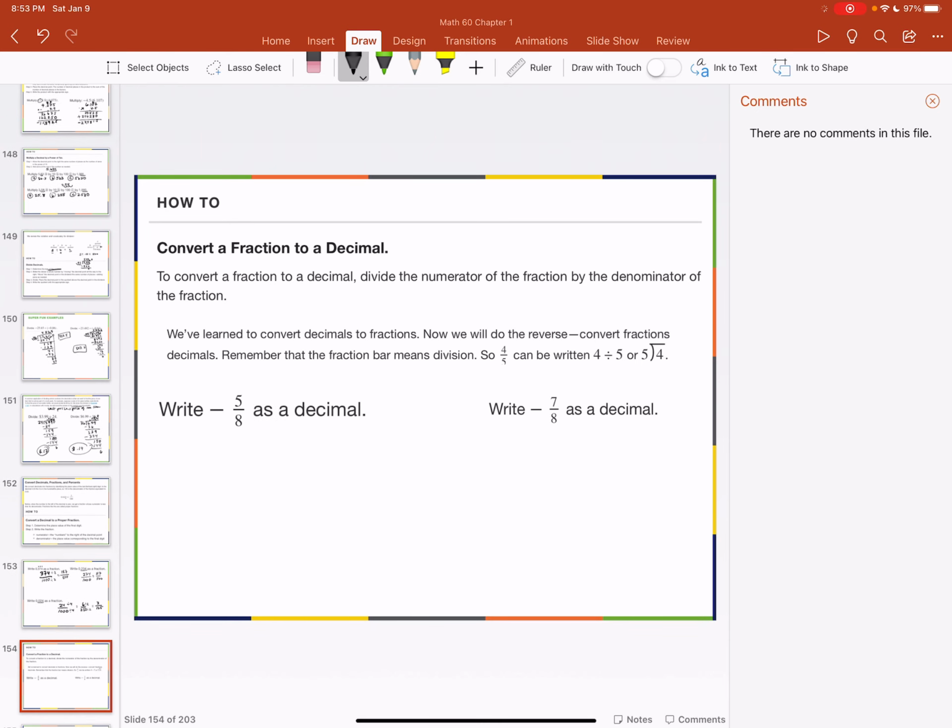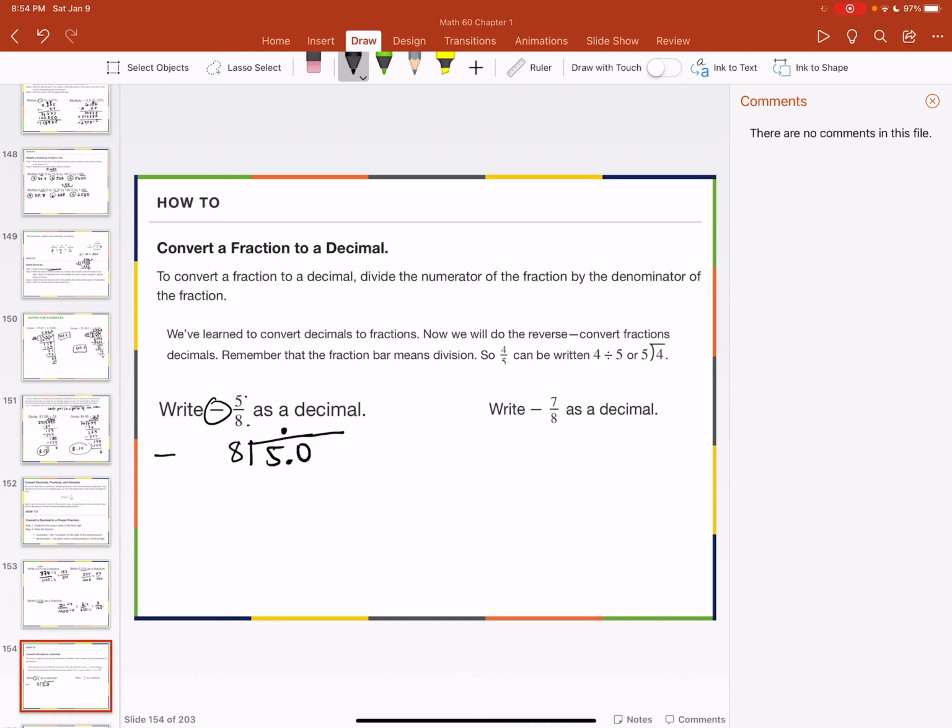What if we want to convert a fraction to a decimal? If we want to convert a fraction to a decimal, we divide the numerator of the fraction by the denominator, okay? So this is negative, right? So let's just put that off to the side. But basically 5 is being divided by 8, so 8 goes into 5. It has a decimal here. It's already a whole number on the outside, so we just bring up the decimal.